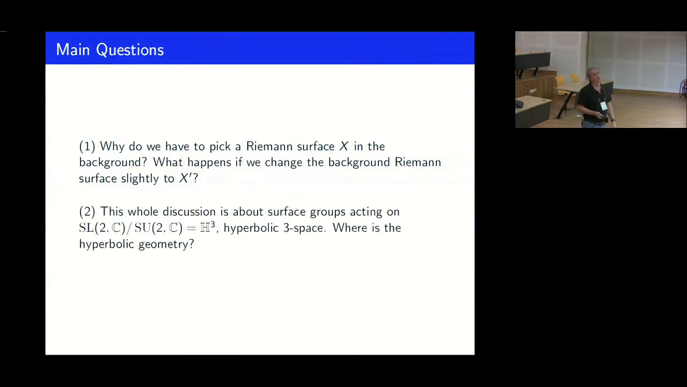That's the first question. The second question is, this entire discussion rankles my Thurston upbringing. We are talking throughout here about SL2C mod SU2. Many of us in the room imagine that as hyperbolic three space. So where in all this is the hyperbolic three geometry? That would seem like something you would want to fill in. There is no mention in any of the Mazzeo, Swoboda, Weiss, and Witt work of any hyperbolic geometry, though it's been known for a while that SL2C mod SU2 is hyperbolic three space.